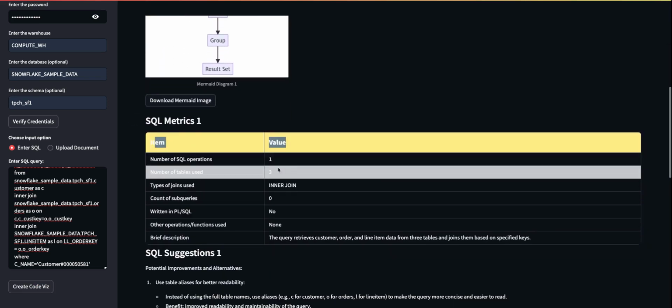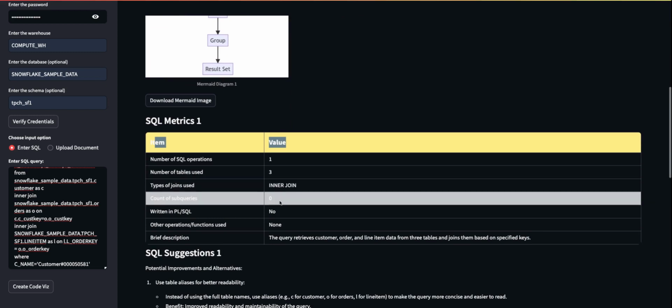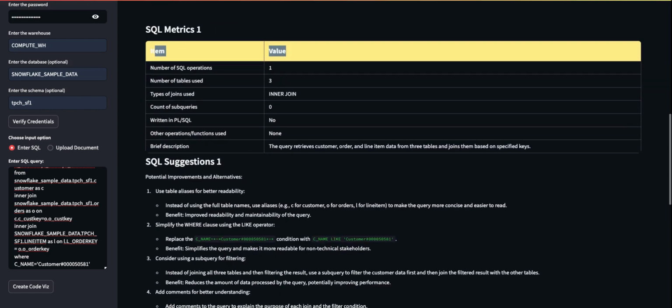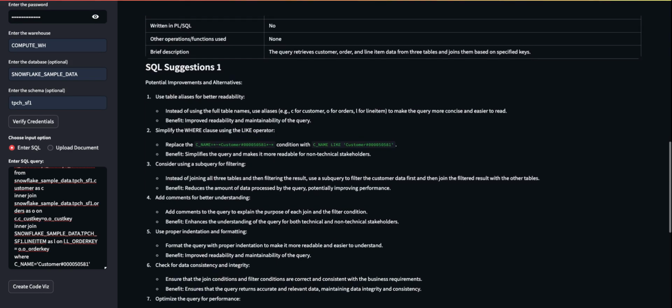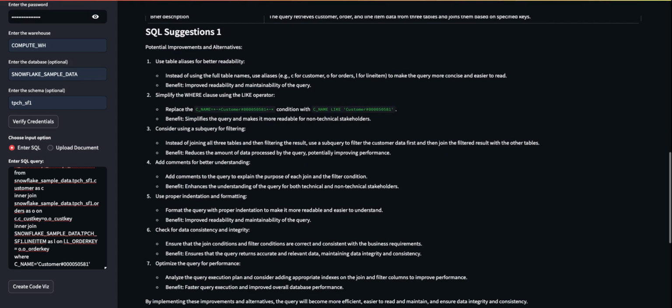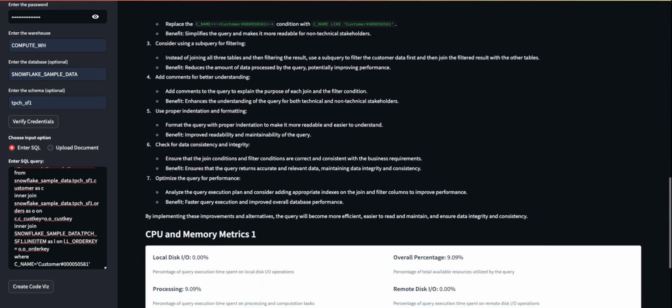These metrics show how many tables are being used, what the joins are, and whether there are any subqueries, along with a brief description to understand what the SQL is trying to do. This is followed by suggestions on how the SQL can be improved, be it readability, conditions, or performance. All the aspects are bucketed into SQL suggestions and SQL metrics.